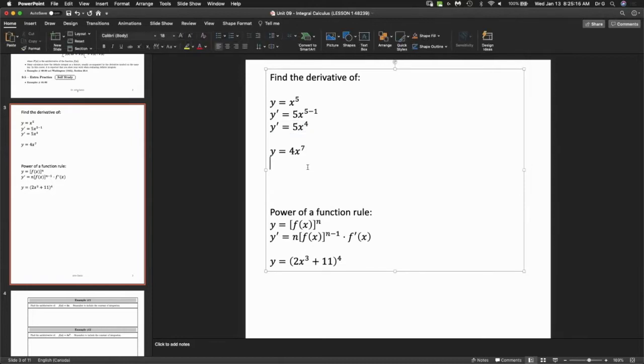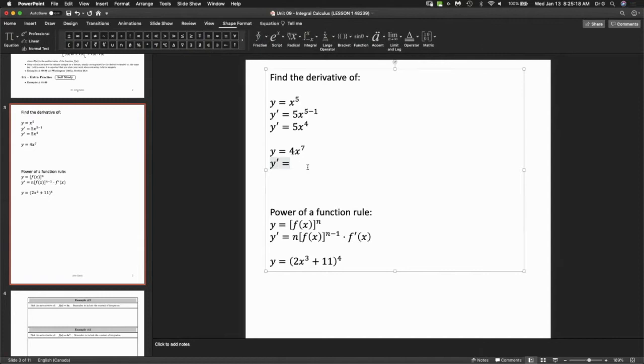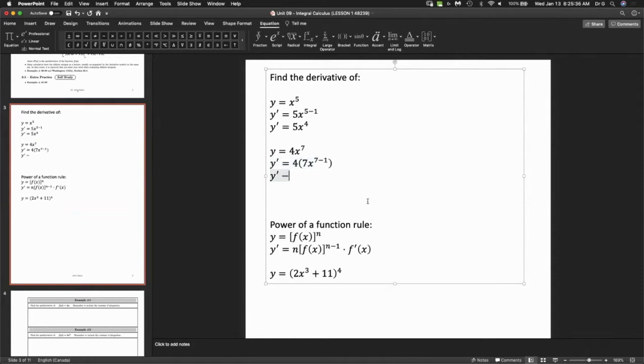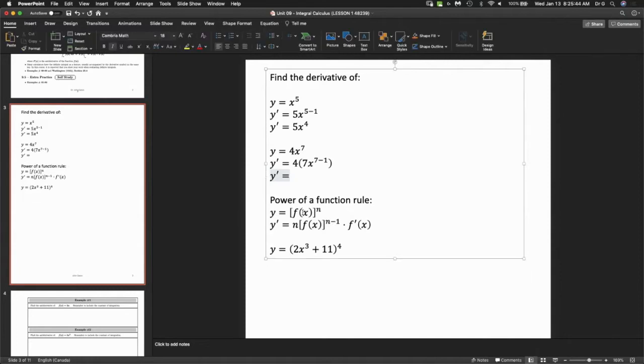And for the next one, what do you do here? Well, you do the same thing. Let me just leave the 4 alone, bring that 7 down, and reduce the exponent by 1. So then this becomes, what's the final answer here? What's the final answer for that? Thank you, Jai. 28x to the 6.